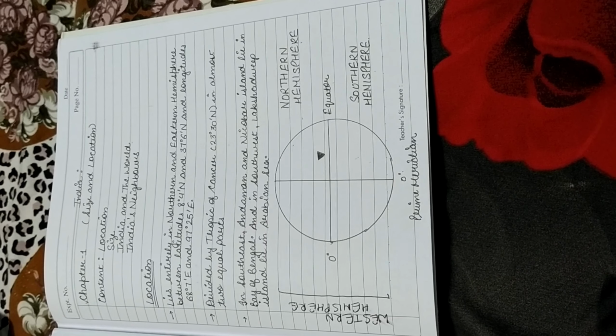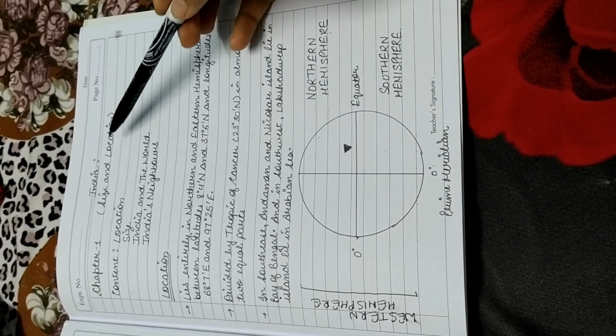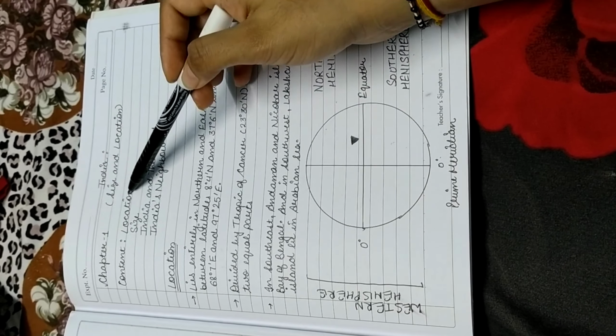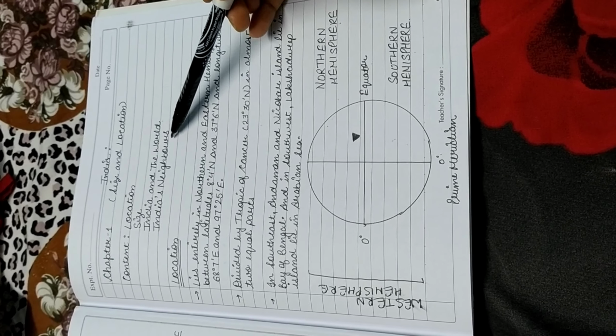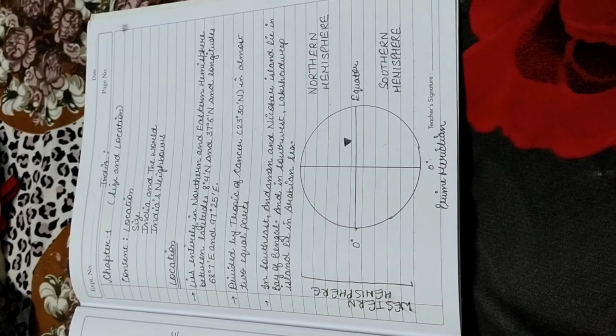Good morning everyone. Today I'll be discussing chapter 1 of geography, that is India's size and location. This chapter is divided into four topics: the location, size, India and the world, and India's neighbors. So we'll start with the first topic, that is location.